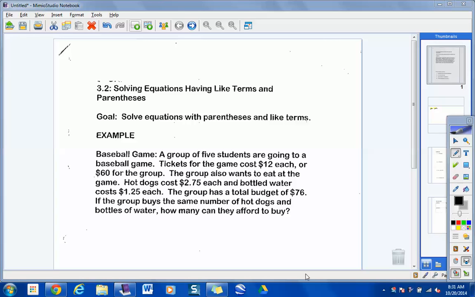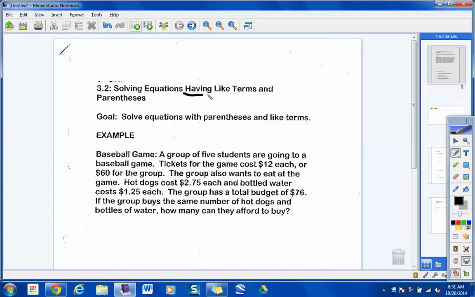Guys, in this section, solving equations having like terms, we've already talked about what like terms are. We just got done saying that having like terms meant the 2t plus what? Well, 3t. What's that going to equal again, gang? 5t. So anything that has like terms in it, we're going to go ahead and simplify.